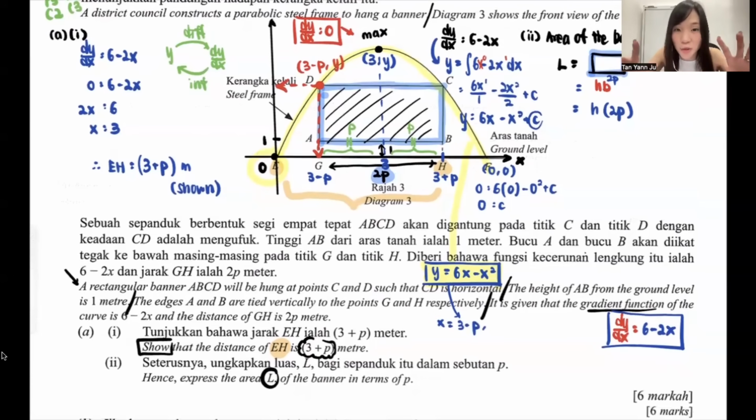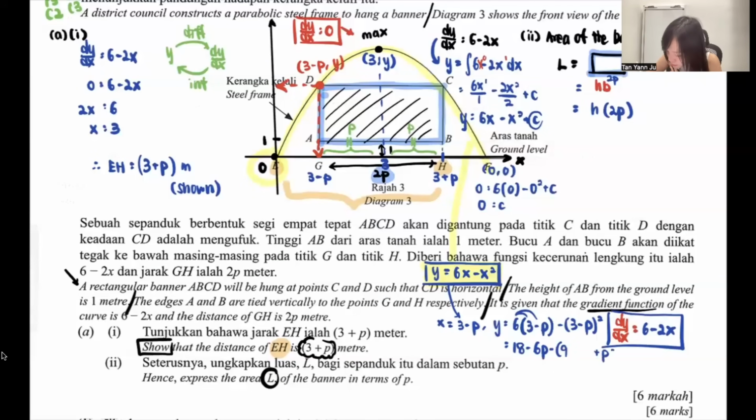You see, after you have the equation, everything can be found out. So Y equals 6(3 minus P) minus (3 minus P) squared. Let me expand it. 6 times 3 is 18, 6 times P is 6P. This one, using the general form, expand it: 3 times 3 is 9, negative, negative, positive P squared.